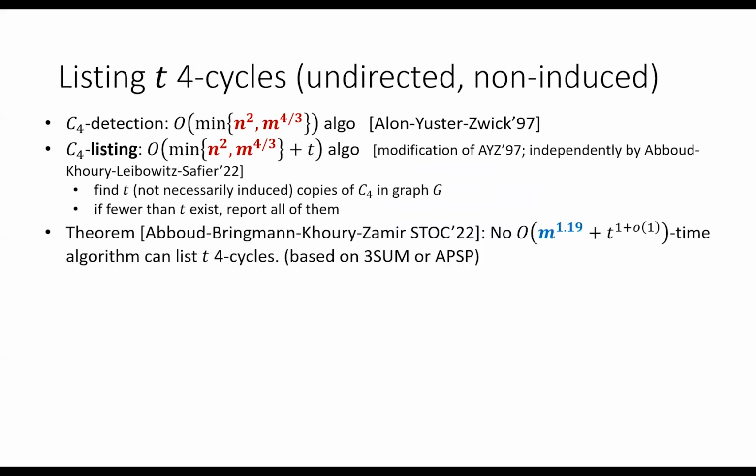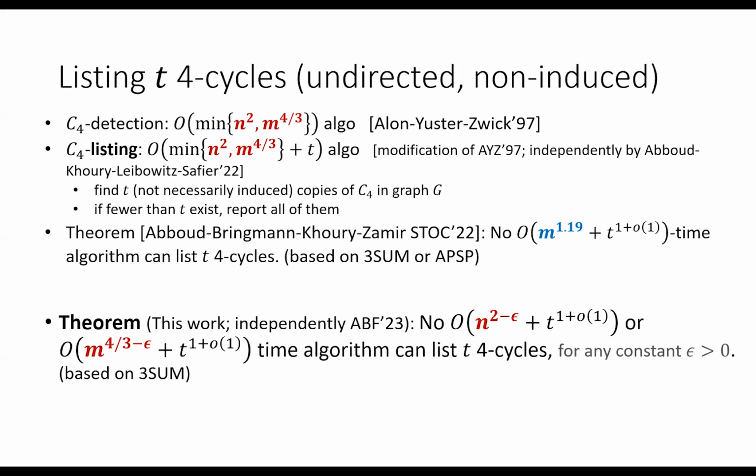And the previous work by Abboud et al. showed the first non-trivial lower bound for this C4 listing problem. They show that no m to the 1.19 plus t time algorithm could list t four cycles under the 3SUM or APSP conjecture. This was the first superlinear lower bound for this problem, but there's still a gap on the exponent between upper bound and lower bound. In this work, we close this gap, showing that essentially both this n squared dependency and the m to the 4/3 dependency are actually necessary for this C4 listing problem under the 3SUM conjecture.